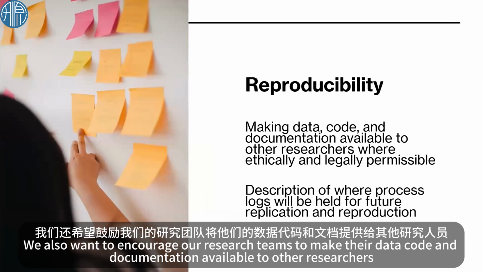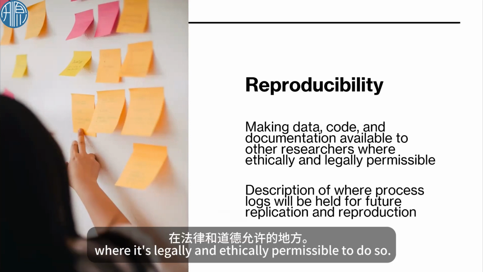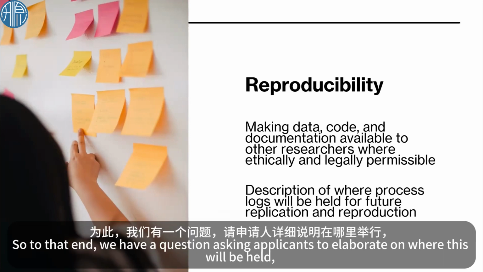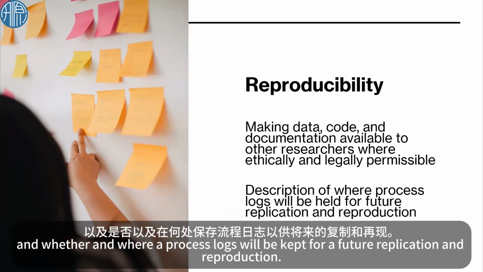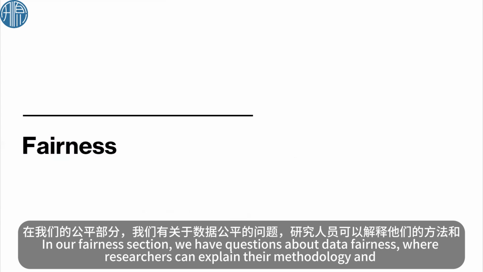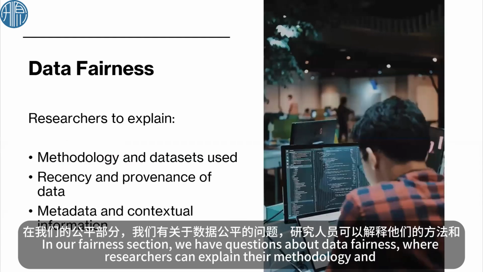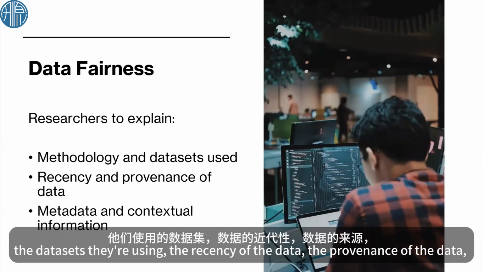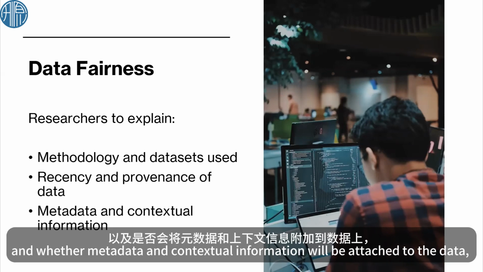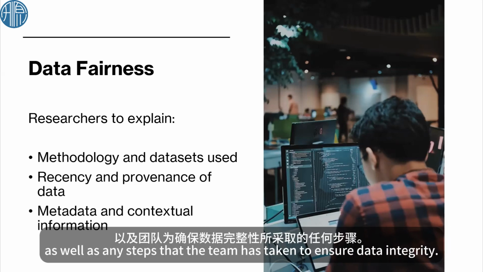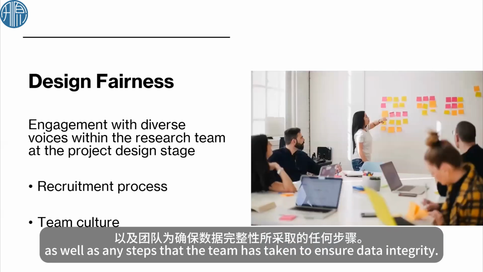We also want to encourage our research teams to make their data, code, and documentation available to other researchers where it's legally and ethically permissible to do so. So to that end, we have a question asking applicants to elaborate on where this will be held and whether and where process logs will be kept for future replication and reproduction. In our fairness section, we have questions about data fairness, where researchers can explain their methodology and the data sets they're using, the recency of the data, the provenance of the data, and whether metadata and contextual information will be attached to the data, as well as any steps that the team has taken to ensure data integrity.